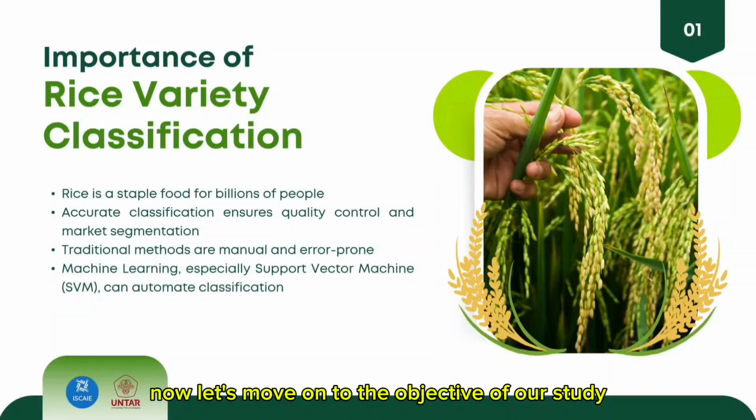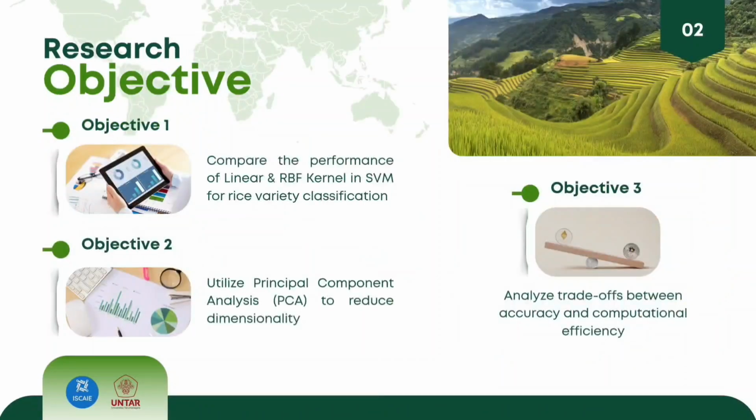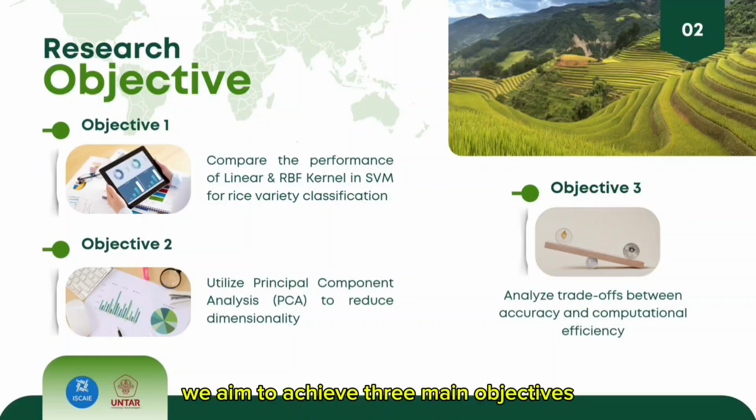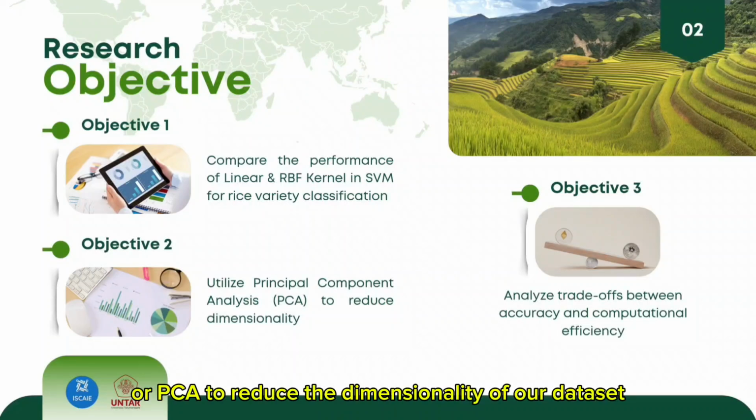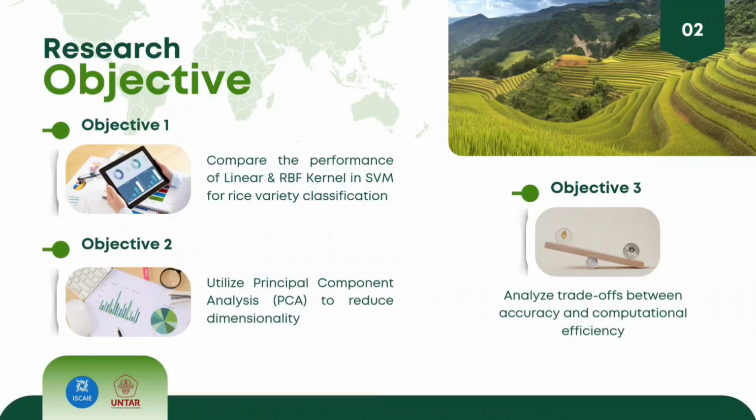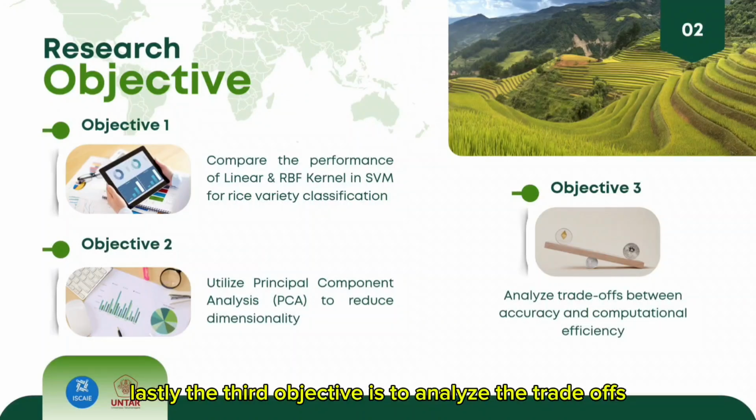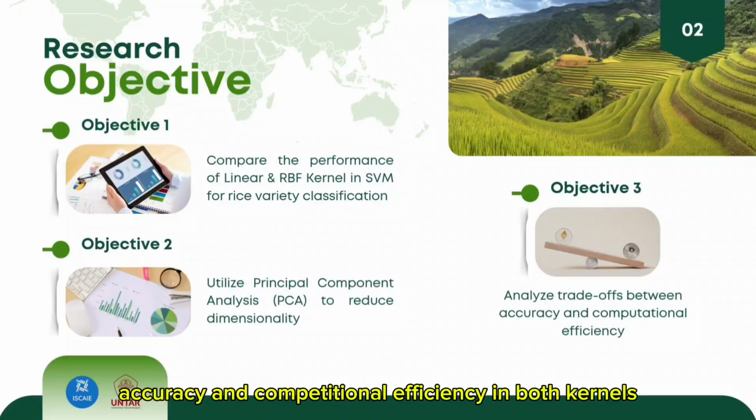Now, let's move on to the objective of our study. In this research, we aim to achieve three main objectives. The first objective is to compare the performance of two SVM kernels, namely the linear kernel and the radial basis function, or RBF kernel, in rice variety classification. The second objective is to utilize principal component analysis, or PCA, to reduce the dimensionality of our dataset while retaining essential information. Lastly, the third objective is to analyze the trade-offs between classification accuracy and computational efficiency in both kernels.